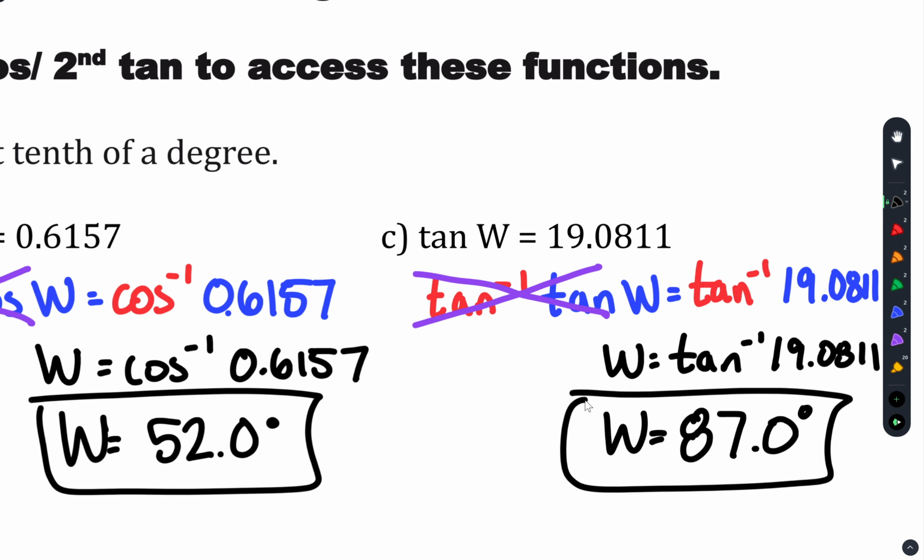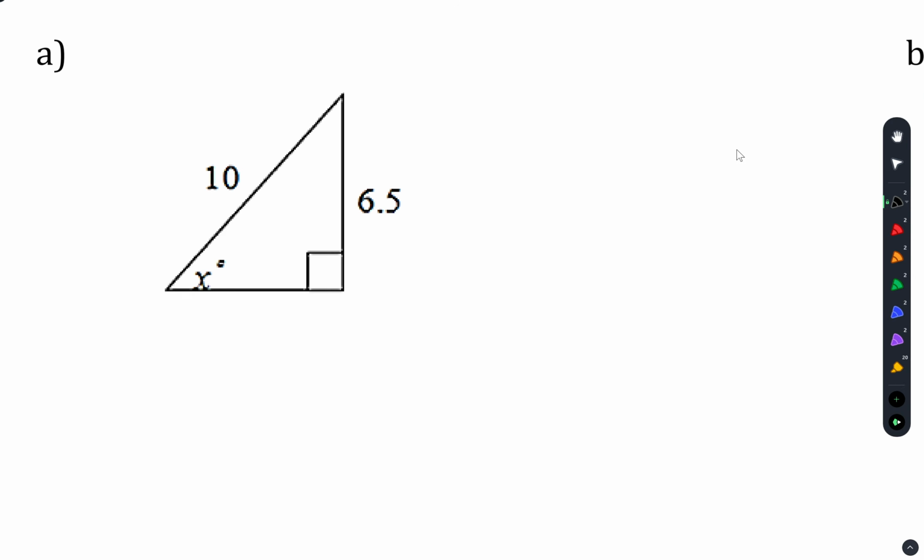Any questions on this? Do we kind of understand the concept? I don't want to see anybody dividing by a tangent to get rid of tangent. The inverse of tangent is inverse tangent. So let's do the examples. I won't do all of them, but we've got to go through some of them.